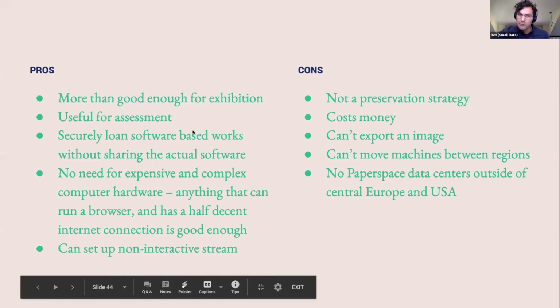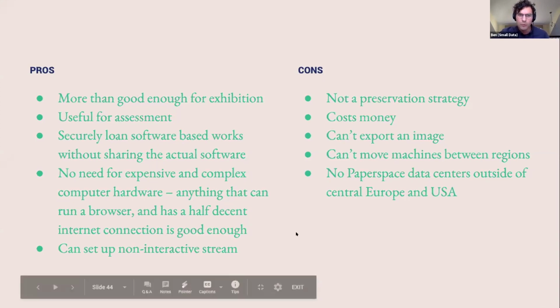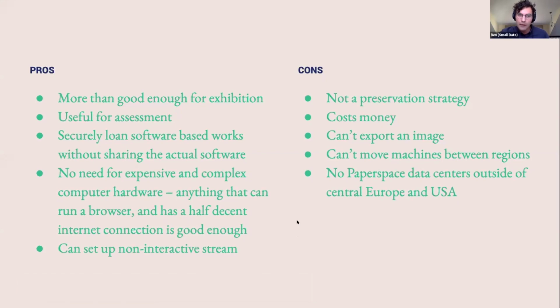But this is where it gets really interesting. So you now have a way that you could potentially loan these kinds of software-based artworks without sharing the actual software. You could send the loaning institution a login to your Parsec account so they can stream it in the gallery rather than you giving them the software and them having to install it and configure it. So it's good both for simplicity and also for security. You don't have to entrust them with the files. So with this approach, there's no need for any kind of expensive and complex computer hardware. Anything that can run a web browser and has a halfway decent internet connection is good enough.